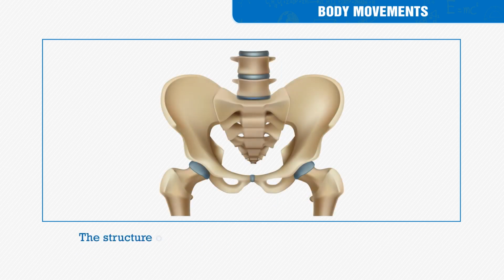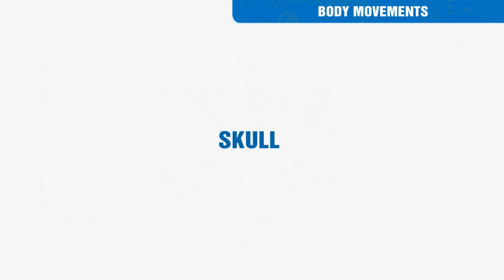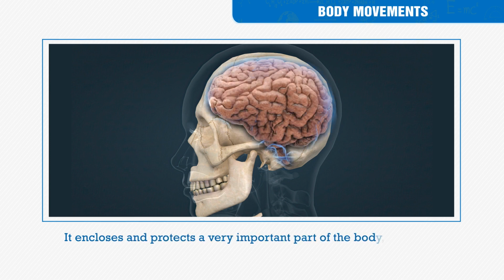The structure on which our body rests is made of pelvic bones. They enclose the portion of your body below the stomach. This is the part you sit on. Skull. The skull is made of many bones joined together. It encloses and protects a very important part of your body, the brain.